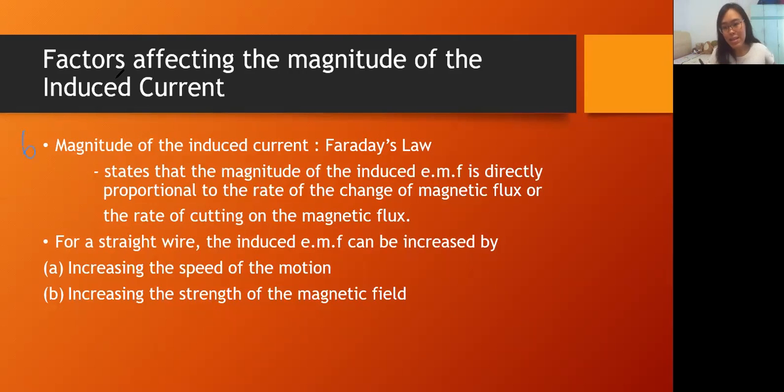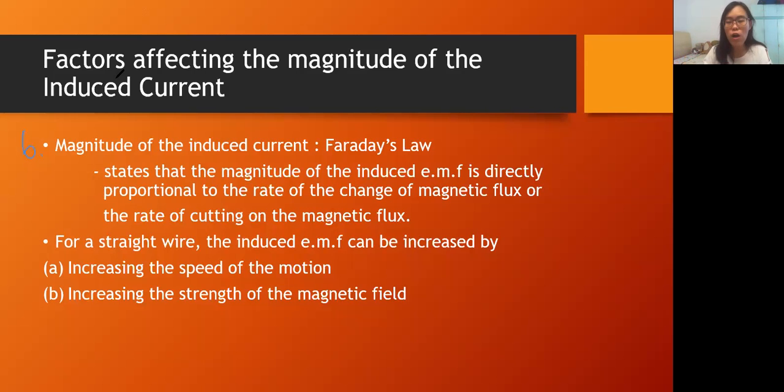The magnitude of the induced current, we will identify following a law we call Faraday's law. So what does Faraday's law talk about? It states that the magnitude of the induced EMF is directly proportional to the rate of change of the magnetic flux, or the rate of cutting of the magnetic flux. Which means that the faster you cut the magnetic flux, the greater the magnitude of the induced current. So this is what Faraday's law is talking about.